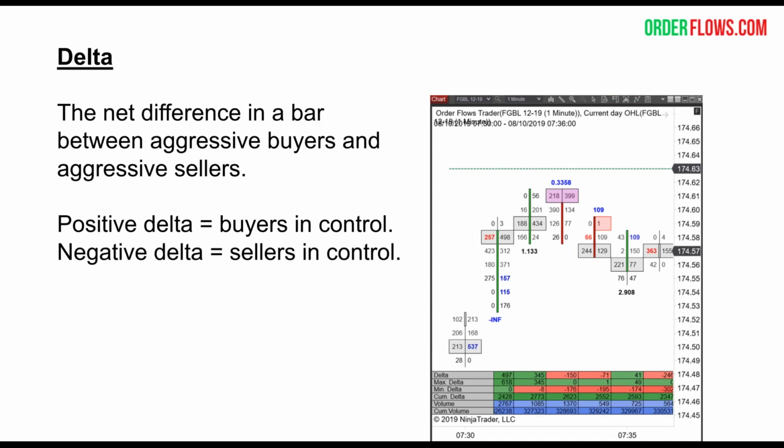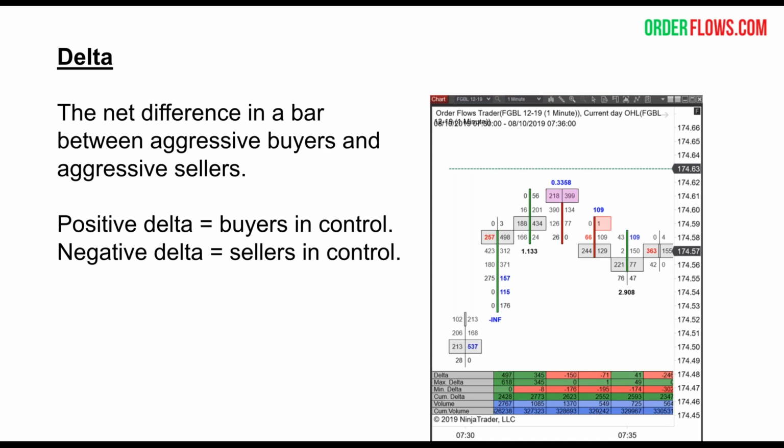First is the delta. On most software, mine especially, it runs on the bottom: delta, max delta, min delta, cumulative delta. It's the net difference in a bar between aggressive buyers and aggressive sellers. If a bar has positive delta, you would say buyers are in control of that bar.